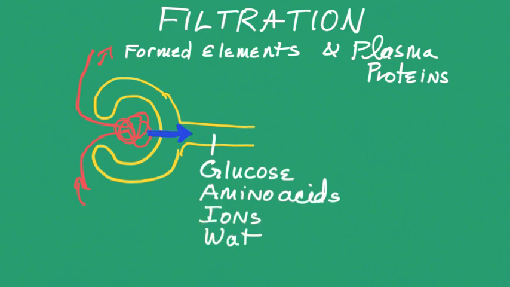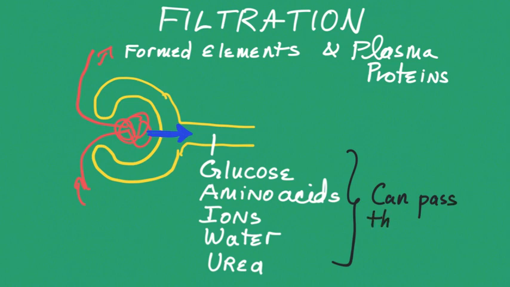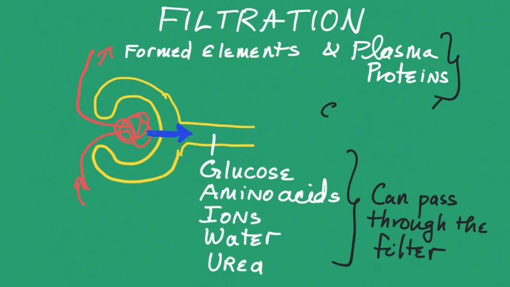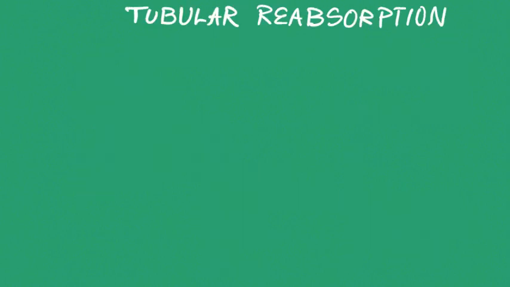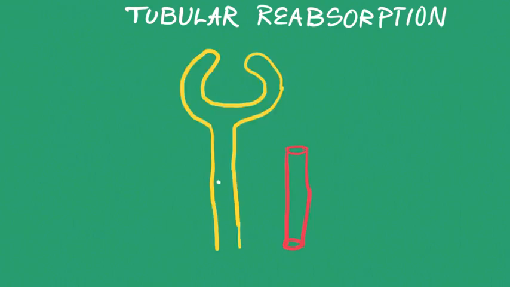You want to imagine the filter to be like a tea filter. The big tea leaves stay in your filter, and those would be the formed elements and plasma proteins. And the small tea leaves that actually pass through the filter and end up in your cup are the glucose, amino acids, ions, water, and urea. The main difference here is what can and cannot pass through the filter. That's the main thing. Tubular reabsorption takes place at the level of the PCT.